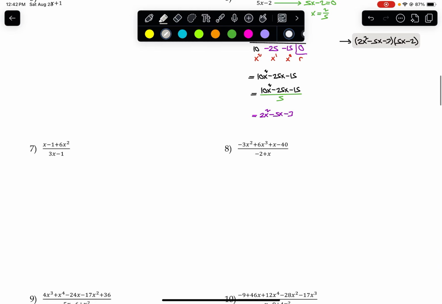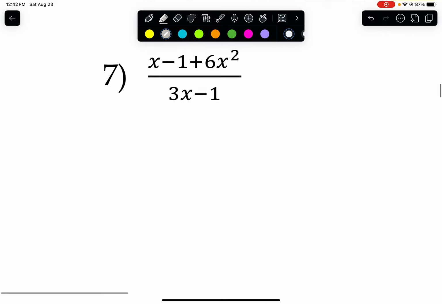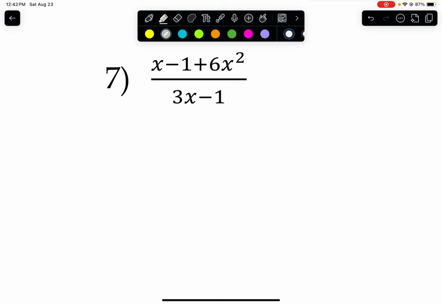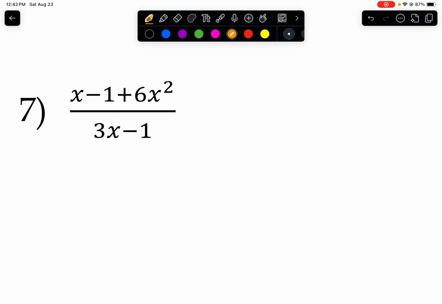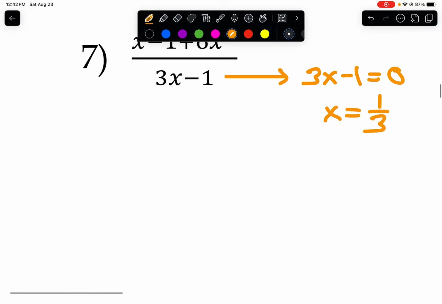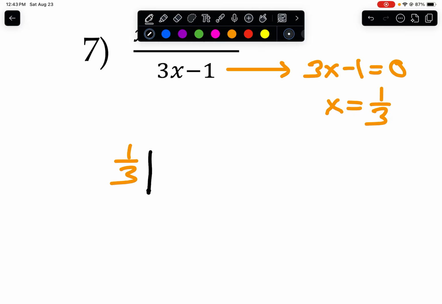Okay, so now let's look down at 7. So I actually invite you to try this one on your own. So pause here, and then we'll try it. Okay, so looking at this one, so I'm going to take my 3x minus 1, set it equal to 0. So when I solve, we're going to get a value of 1/3. So I'm going to use my 1/3 in my synthetic.